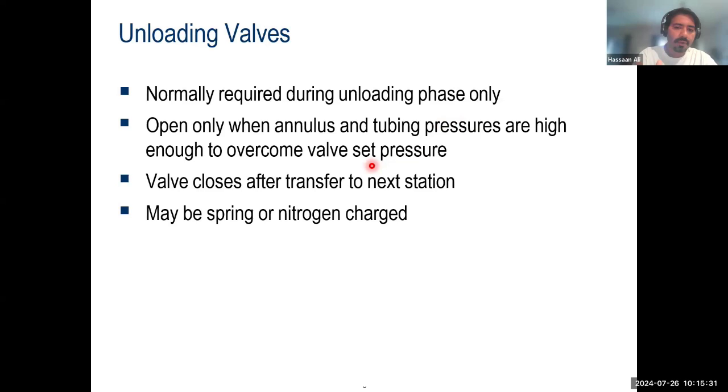But one takeaway from this slide is that the unloading valve is usually closed, and it operates only when certain pressures in the annulus and tubing are met.